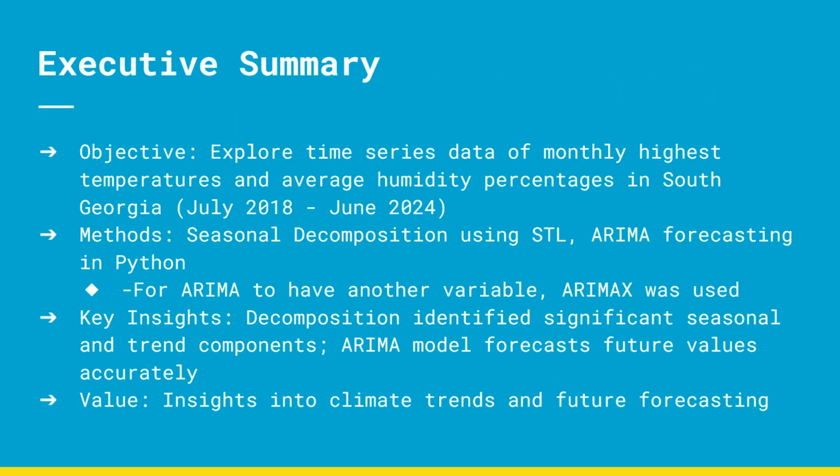For an executive summary, the objective of this project was to explore time series data of monthly highest temperatures and average humidity percentages in South Georgia. Specifically, the data collected was from July of 2018 to June of 2024, and all of the data was monthly. So from July, August, September, and so forth.